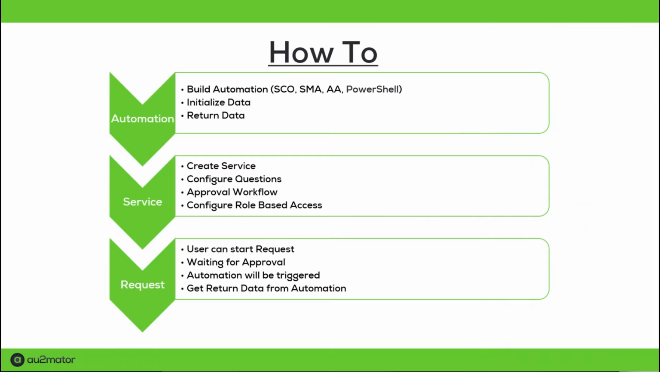So how does this all work together? First of all, you have to build the automation. So write your PowerShell script, write your Azure Automation runbook, or create your Orchestrator runbook and configure those automations with some initialized data. So you need to put in some values. For example, for user onboarding, you need the first name, the last name, the department, and then the automation will create your users in your environment. And then you get some return back.